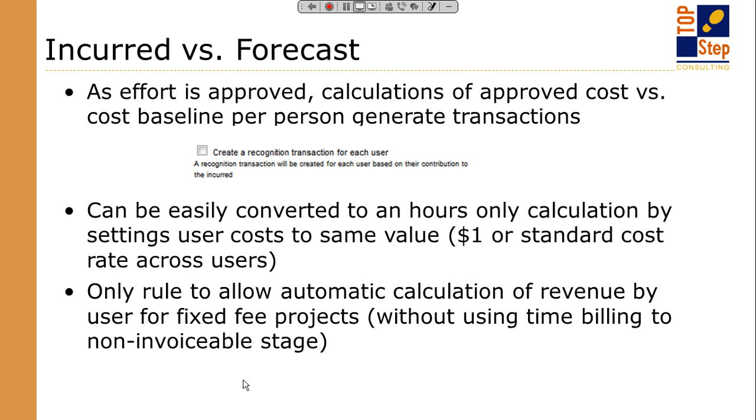Now, what if you are not really tracking costs? You don't really care about the cost tracking, but you still need that transaction per person because of revenue earnings. You can actually use this incurred versus forecast rule, but you can set the cost of every person to be a standard cost, like $1, or a single cost rate, $100 per hour or something like that. If everyone had the same cost, then basically this turns into more of an hours-only calculation versus a cost percent complete because everyone has the same cost. So there is a way to sort of trick the rule into thinking it's doing cost percent complete, but to you everyone has the same cost, so it's really an hours percent complete calculation.